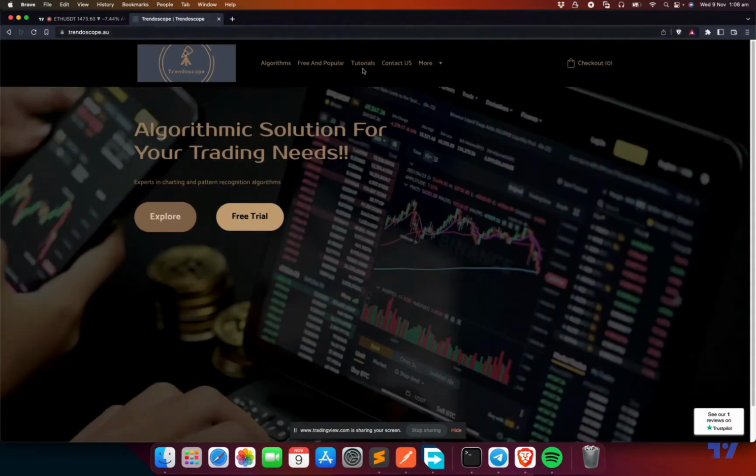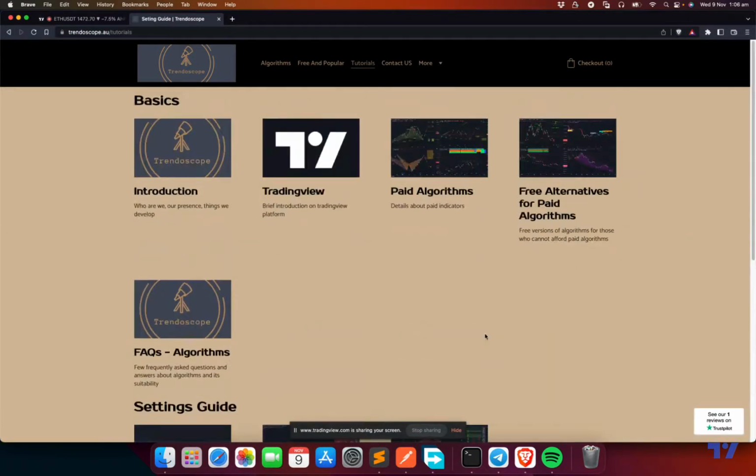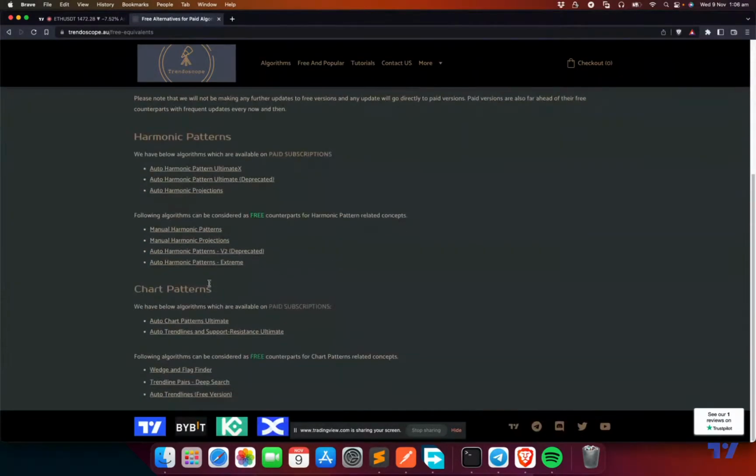www.trendoscope.au and go to tutorials here. It has a lot of content, settings guide, and other things. But what you need here is these two things. The paid algorithms, which explains what all different paid algorithms we have, and the free alternatives. This section will tell you what all free algorithms we have, which you can use for absolutely no cost. It will be a lesser version of the paid algorithms, but it will be really helpful if you are just getting started with these concepts.